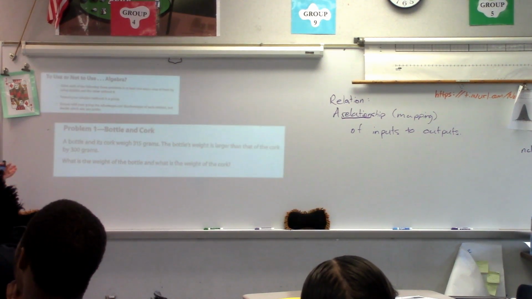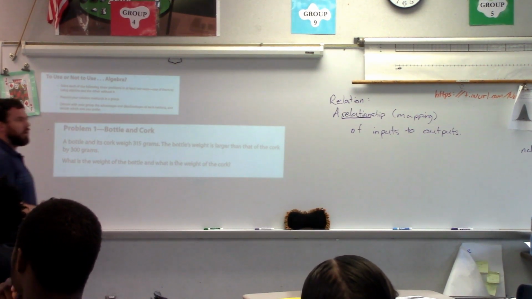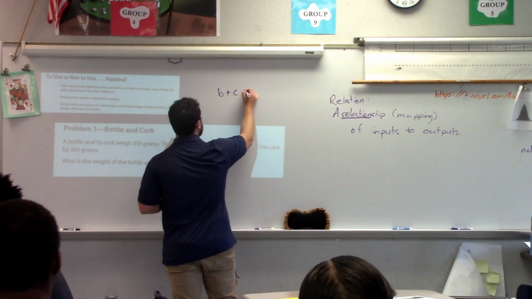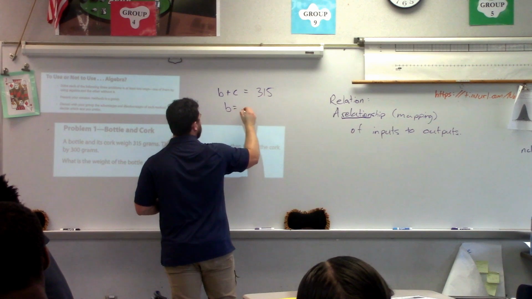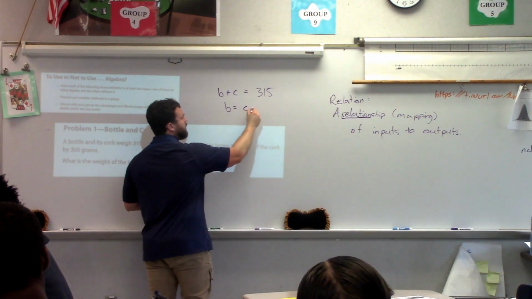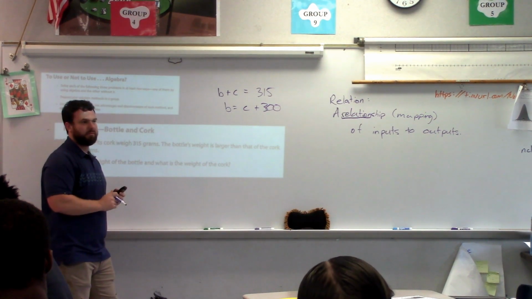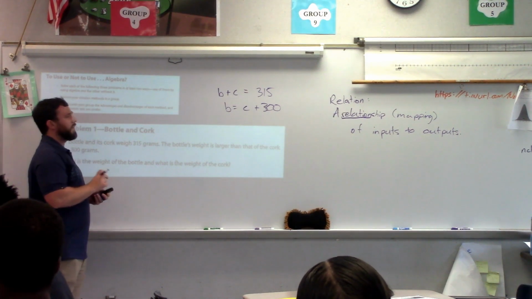And so I think we already finished bottle and cork yesterday, right? Like I kind of wrapped it up at the end. So the bottle and the cork, right? Remember the bottle plus the cork had to add up to 315 grams. And we talked about the fact that the bottle had to be the cork plus 300. Does that sound right? Remember those details? Sound familiar?